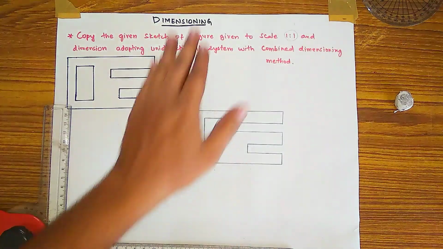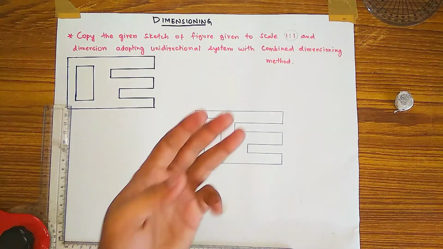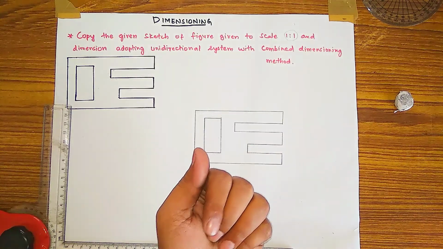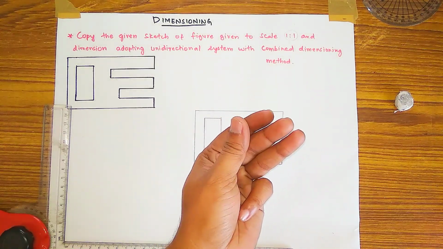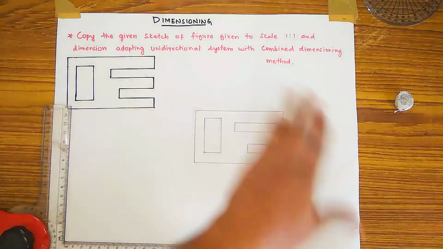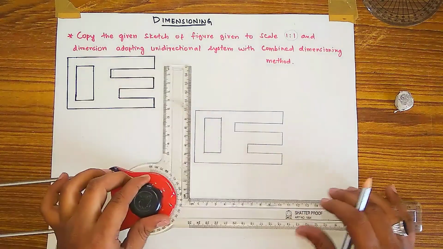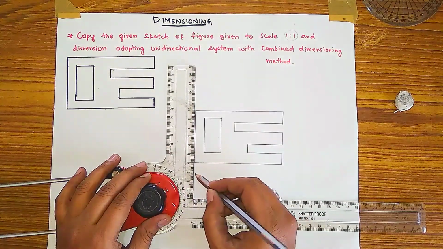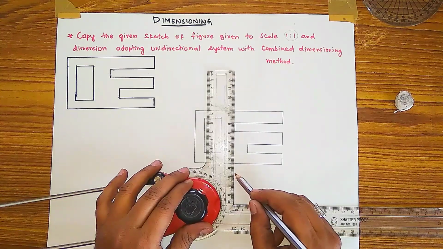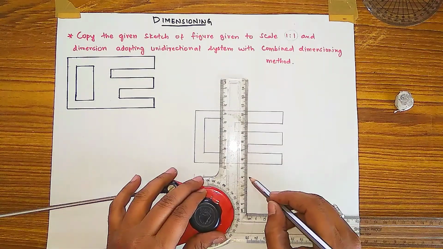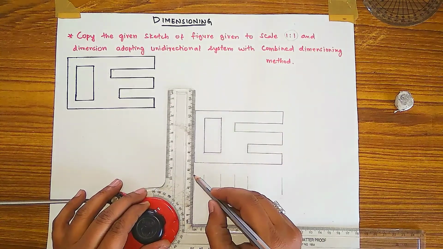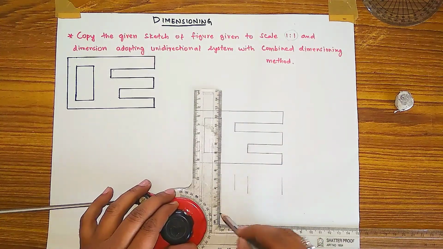Then after you have to see which method he has given in the question, that is the combined dimensioning method. In this combined dimensioning method, 3 methods are there: chain, parallel and progressive. You can do any 2 or all 3. In this combined dimensioning you can do all 3. I am showing you all these 3. First I am showing you how many vertical lines are going. From there I am taking lines like this, extension lines. For the progressive I am showing you. I will show the chain dimensioning also.